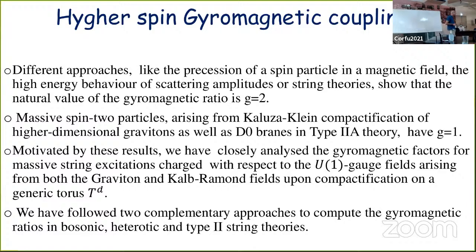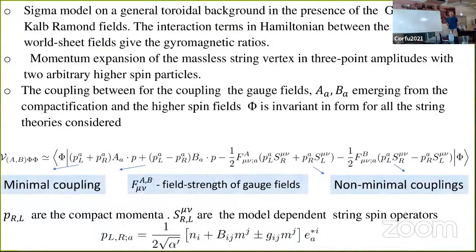In one approach, we have simply considered the sigma model for bosonic, heterotic, and one supersymmetric sigma model. In this sigma model, we have computed the Hamiltonian, and the term of the Hamiltonian which is linear in the gauge field contains information on the gyromagnetic factors. But we have performed the same calculation in another way. We have simply considered a three-point amplitude of the massless state in interaction with two generic higher spin fields in string theory. We have compactified the theory, and of course, if we restrict our interest just to the gauge field that emerged from the compactification, you get from this three-point amplitude both the minimal and non-minimal coupling perfectly. In both cases, from the sigma model and from the amplitude, we get these results.